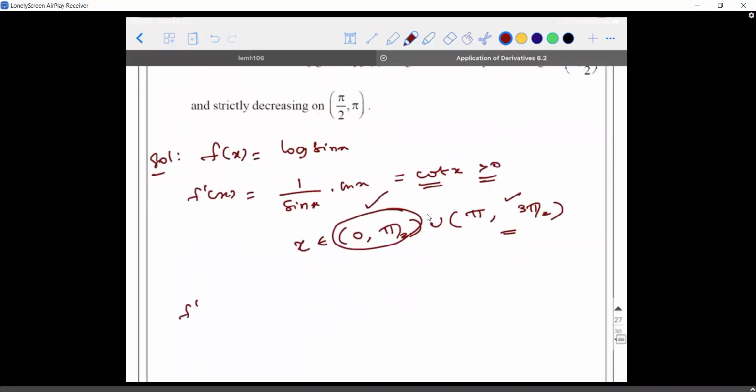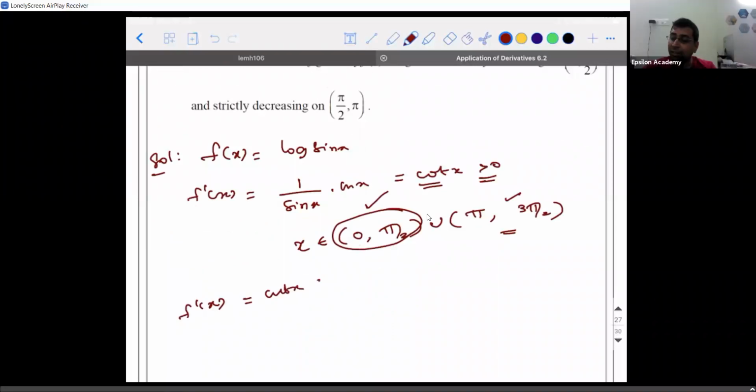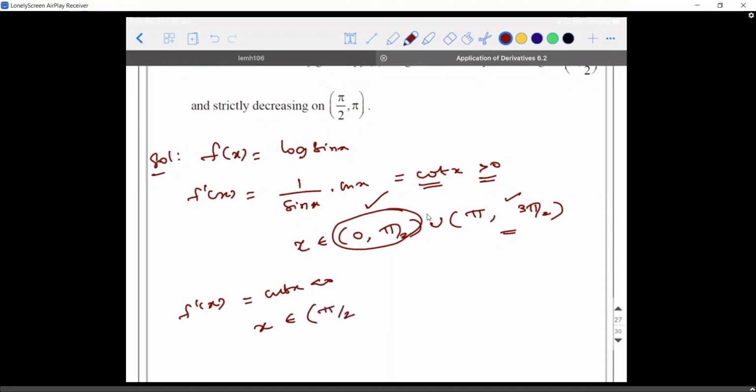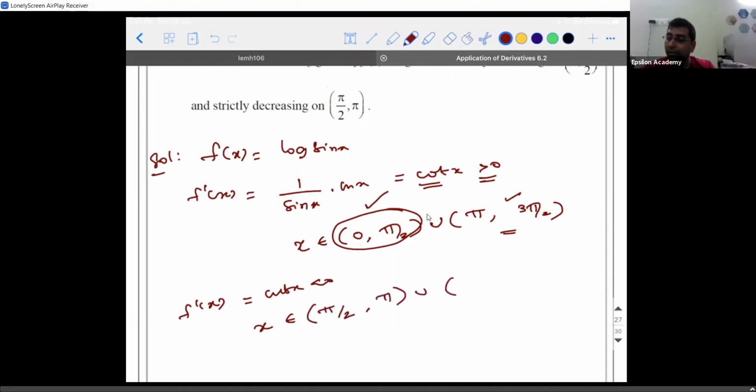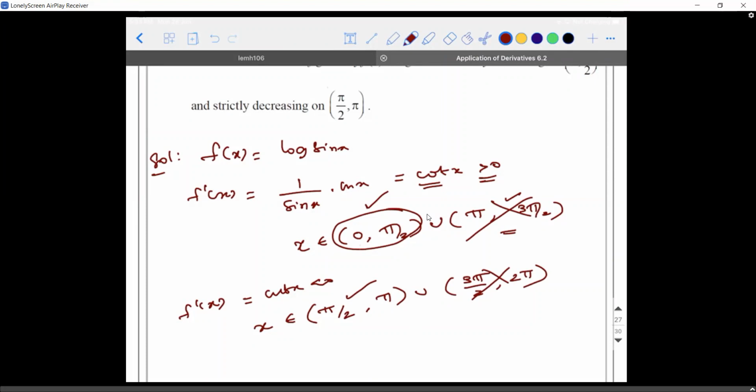Correct? Similarly, f dash of x is nothing but cot x. If it is less than 0, x belongs to which quadrant? Obviously, second quadrant. Pi by 2 to pi union 3 pi by 2 to 2 pi. But this is not needed. Right? Their concern is only between the first and the second quadrant. As simple as that. It's not a 2-mark problem in this case. Correct? Sir, shall I proceed? Everyone? Yes, sir.